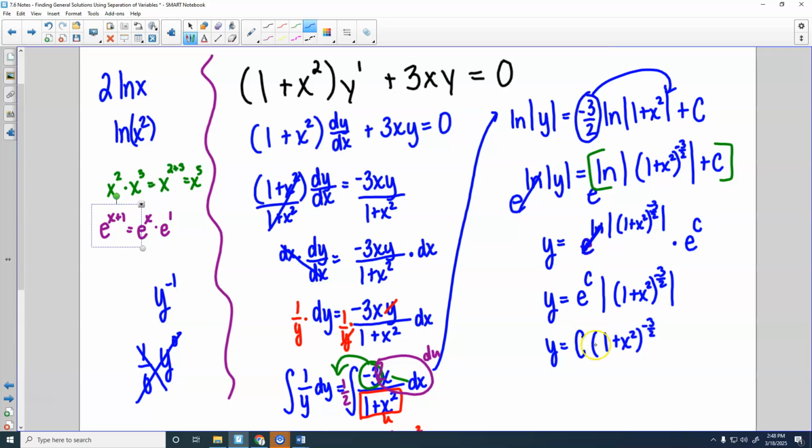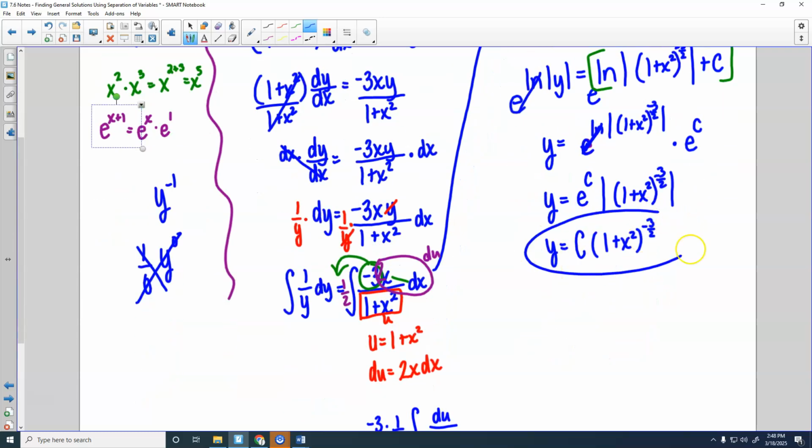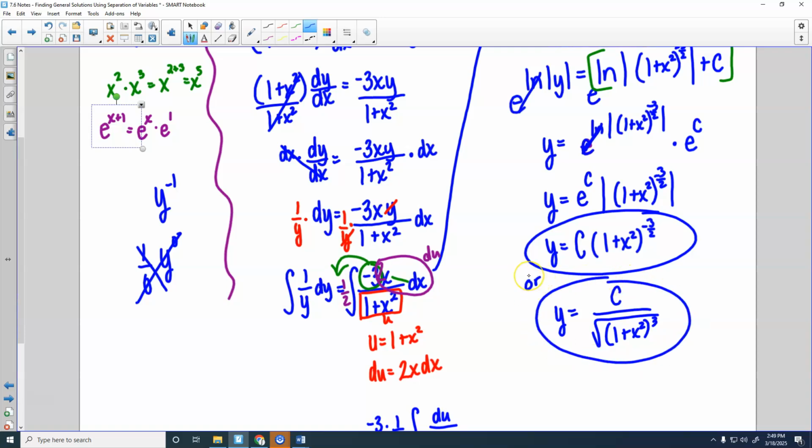And they might leave it like this. That's a possibility for an answer choice. They also might do c over the square root of 1 plus x squared cubed. They might write it that way as well, moving it back down to the bottom and changing it to a root. So either one of these are possibilities for what they'd leave the answer like. Most of the time on a differential equation FRQ, they tell you it's got to be solved for y. So you could have stopped here.